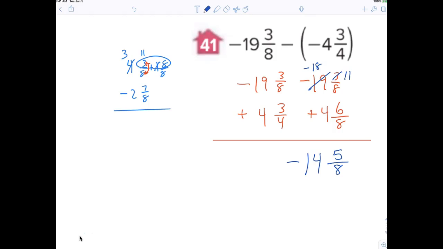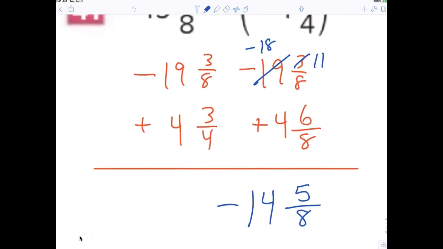I'm not sure what that means. You have to borrow when you're subtracting the numbers, and the numerator in the first fraction is smaller than the second fraction. And I know what you're saying. Shh. Listen, I know what you're saying. Can't we just do it negative?